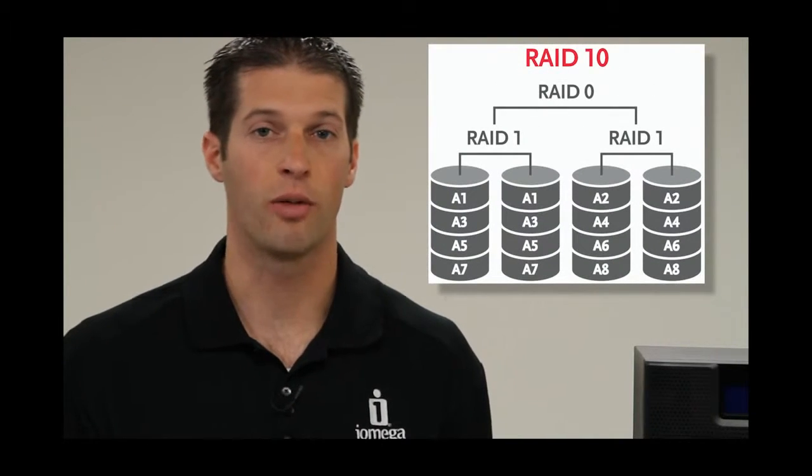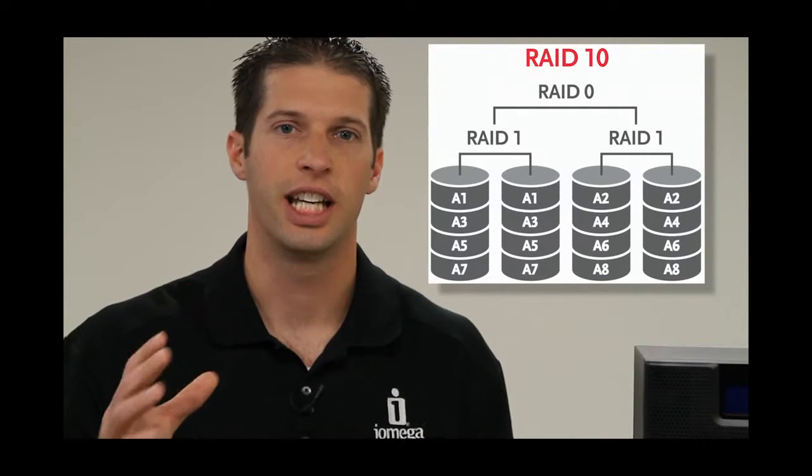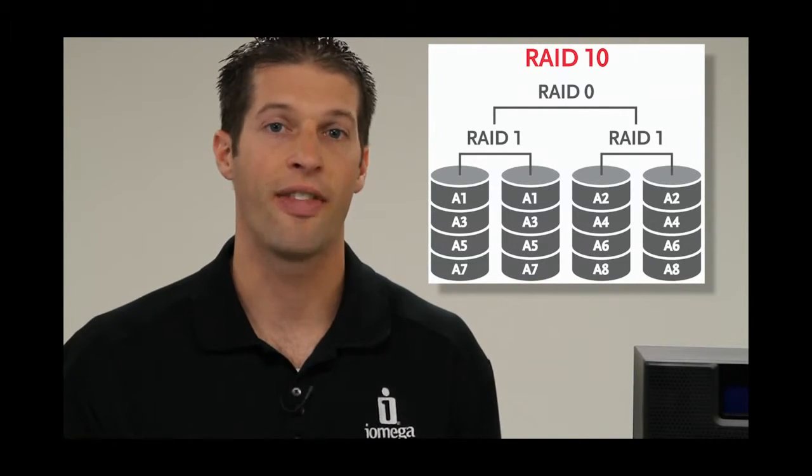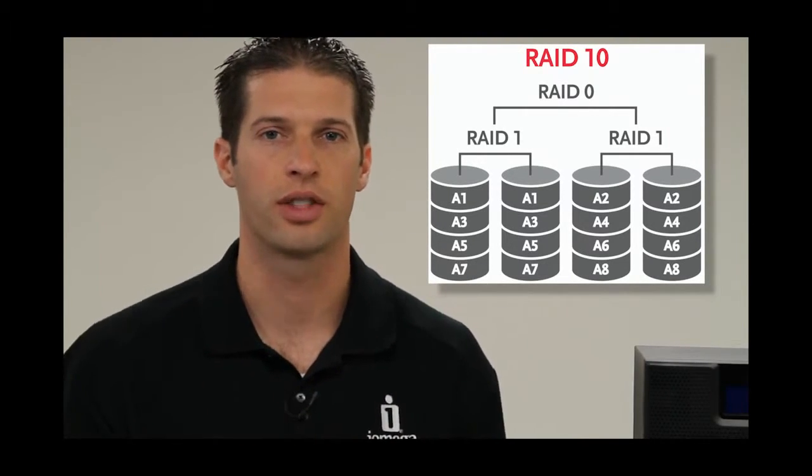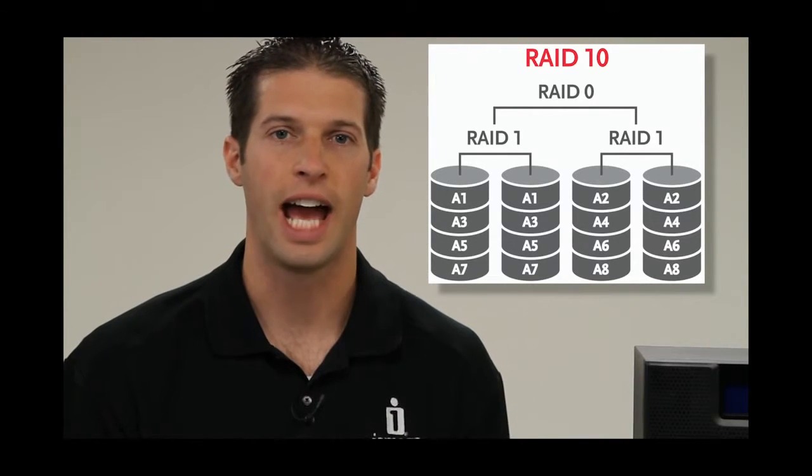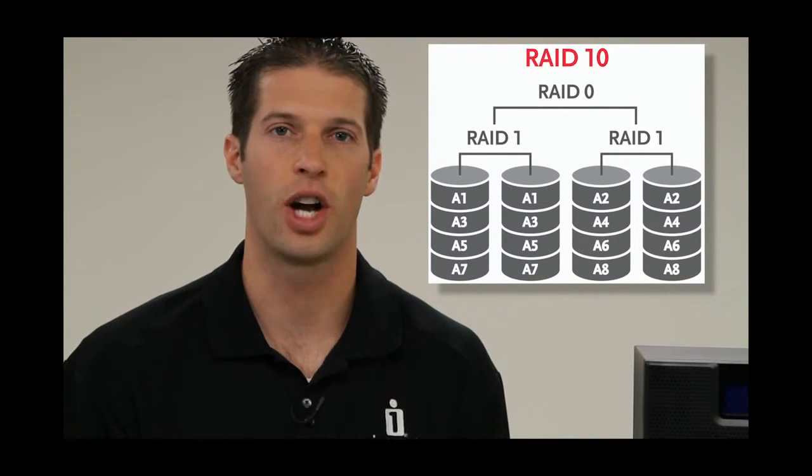Lastly, let's look at RAID 10. It's a combination of RAID 1 and RAID 0. In this case, data is mirrored and then striped across all the drives. The usable capacity is roughly half the physical capacity of the drives.